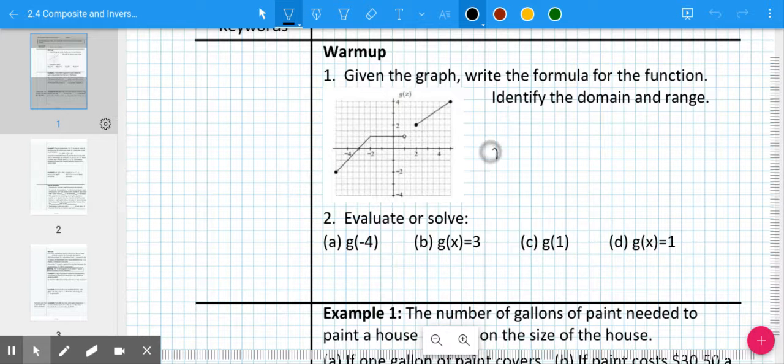Whenever we write a piecewise, we give the name of the equation in front. So I'm giving this a g of x because it showed it labeled as a g of x on the graph. I make it equals, and I open some large brackets.